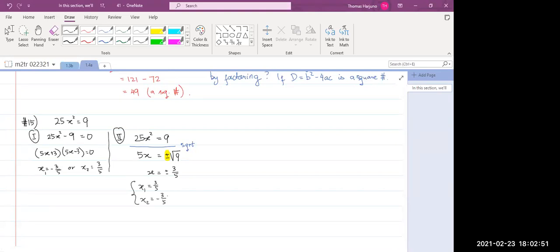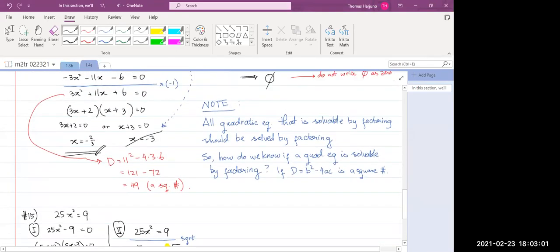Now, yes, this question here is solvable by factoring, but I allow you to do it by square root property. What I meant here is don't use the quadratic formula. Okay, if you can solve it by factoring, then solve it by factoring. Don't use the quadratic formula.